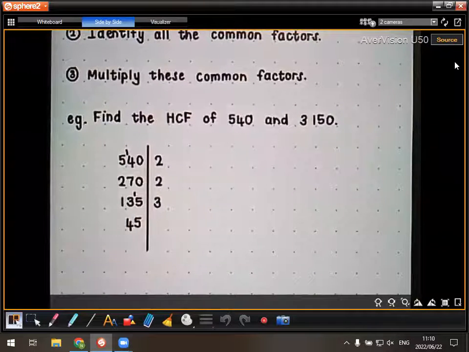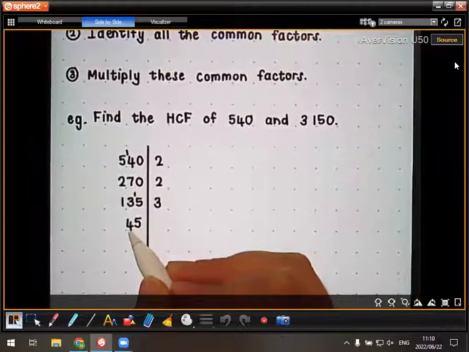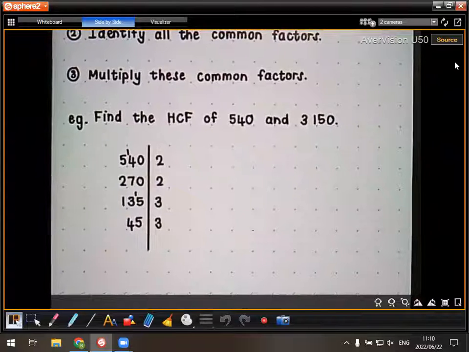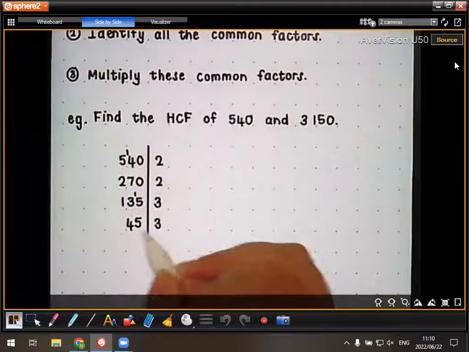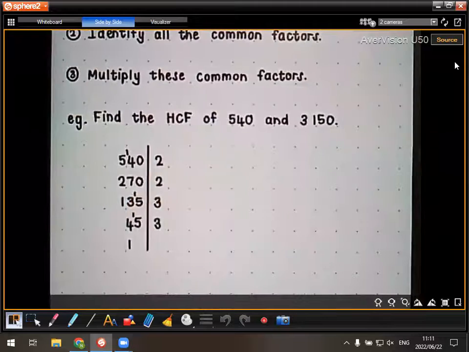Is 45 divisible by 3? Let's see, what's 4 plus 5? 9. Okay, so we can do 3 again. What is 45 divided by 3? What's 4 divided by 3? 1, and then we have a remainder of 1.